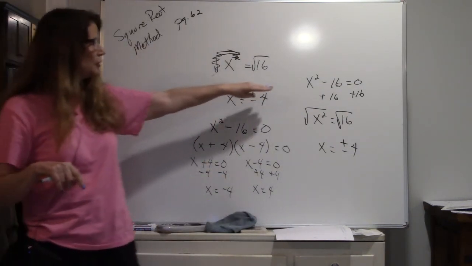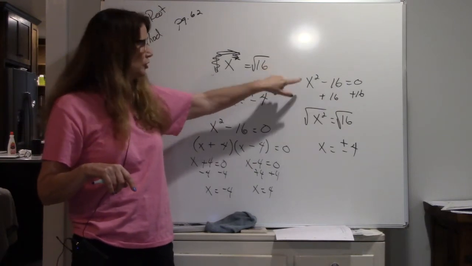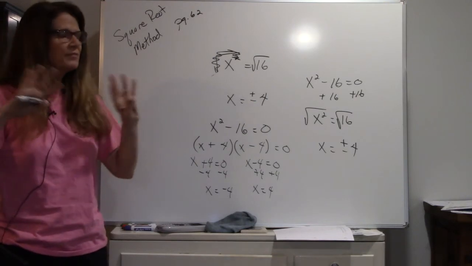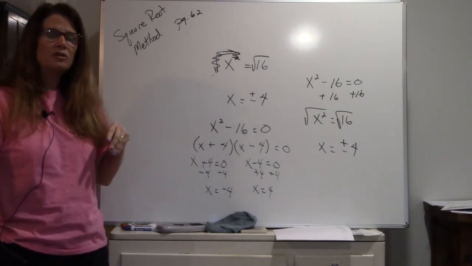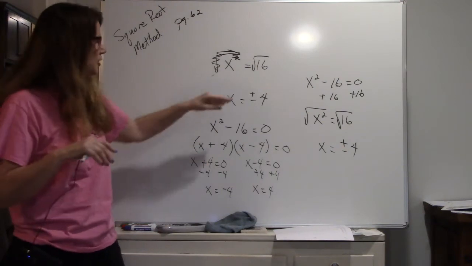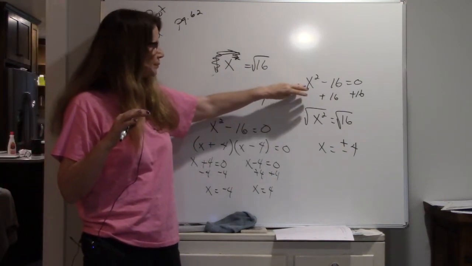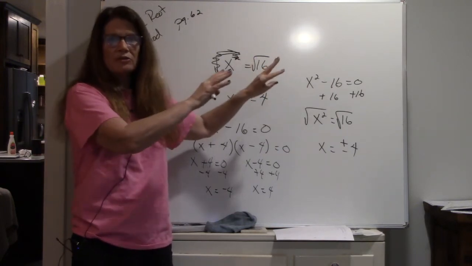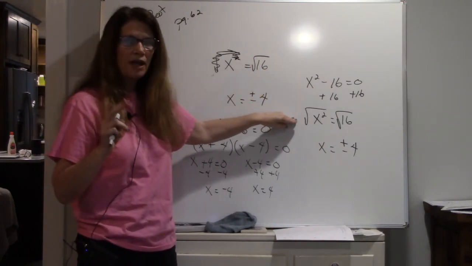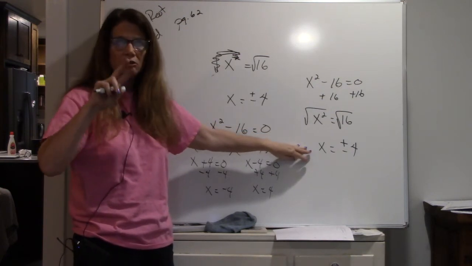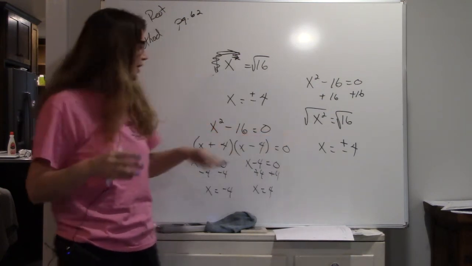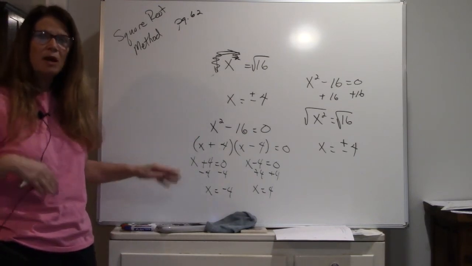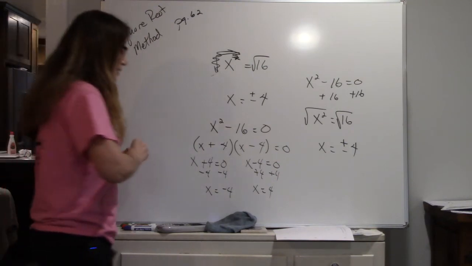So just remember, if you're going to use the square root method, you can only use it when all you have is an x squared. If I have x squared and x, I can't use the square root method. You have to use either factoring or the quadratic formula, which we'll get to. You can either move the number to the other side of the equal sign and then square root both sides, remembering you have 2 answers, a positive version and a negative version. Or you can factor it, and then you'll see you get a positive version and a negative version. Okay, let's do a couple more.